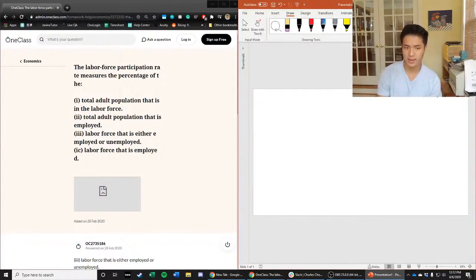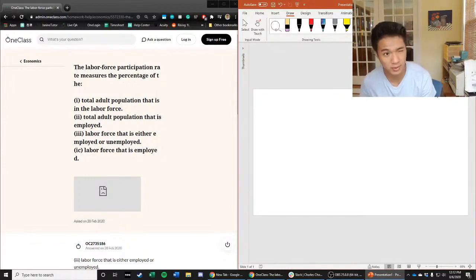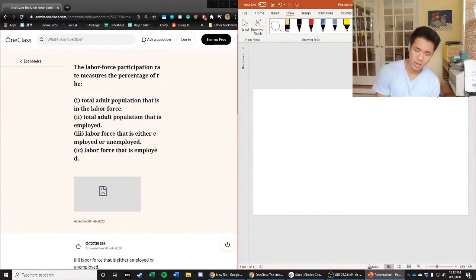Number 4 says the percentage of the labor force that is employed. And so again, this would be like the employment rate rather than the labor force participation rate, because you're dividing by the total labor force instead of the total eligible population. So answer choice 1 is still going to be the best answer here, and it says that the labor force participation rate measures the percentage of the total adult population that is in the labor force.